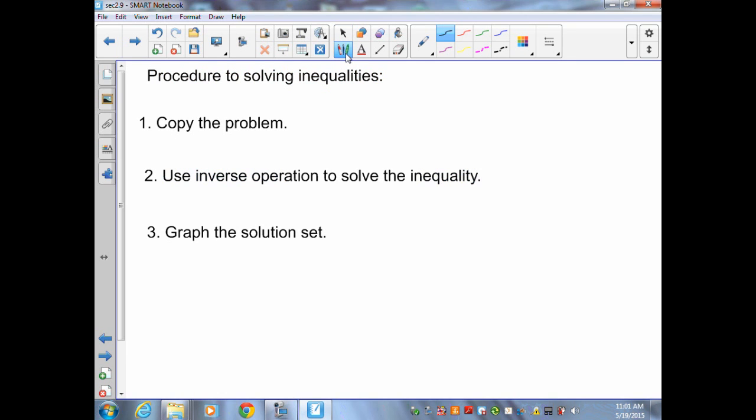Here's our procedure for solving inequalities. 1, I want to copy the problem. 2, I want to use inverse operation to solve the problem. Therefore, if something's being added to my variable, I want to subtract on both sides. If something is being subtracted from it, or a negative added to it, I want to add that to both sides. And when I'm done, I have the solution in inequality form. I want to then graph the solution set if told.